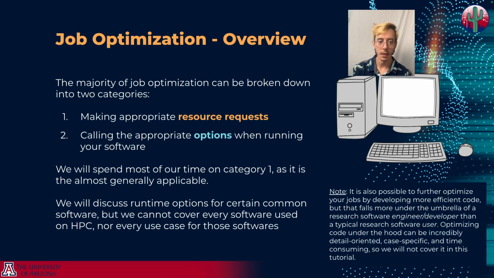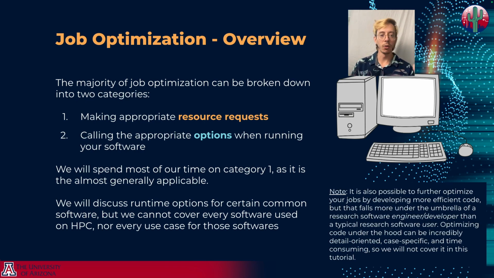Okay. And as a quick little note here, it is also possible to further optimize your jobs by developing more efficient code, but that generally falls more under the umbrella of a research software engineer or a research software developer than a typical research software user. Most of the people who use our HPC system fall under the category of a research software user. That is somebody who went and downloaded code from the internet and used it to perform their research.